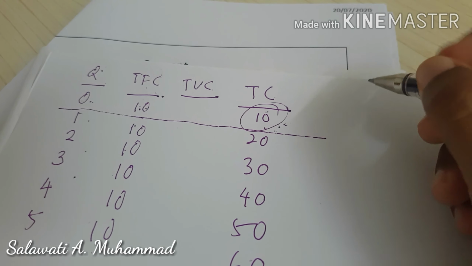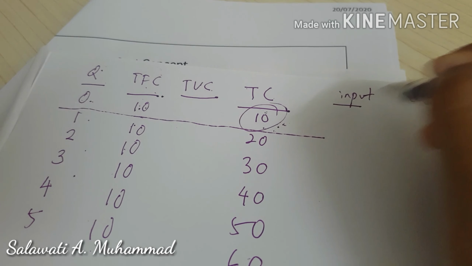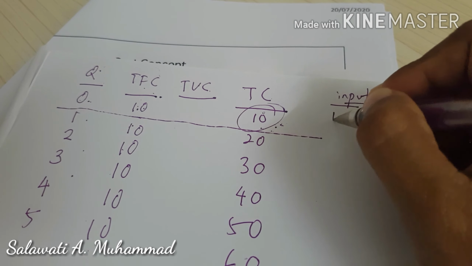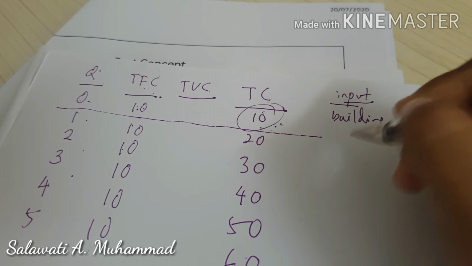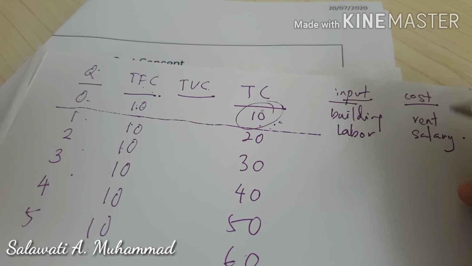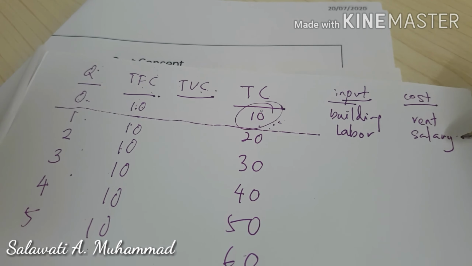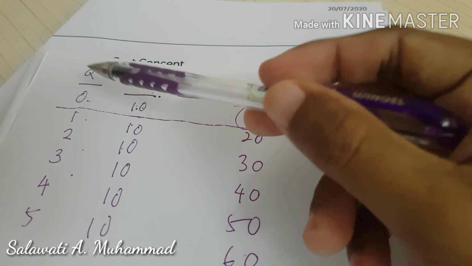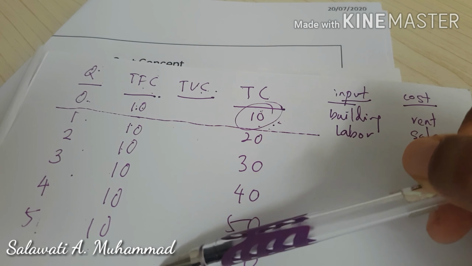So our input and also cost. If we have a building, our cost will be rent. If we have a labor, then our cost will be salary. Okay, so salary is our total variable cost. Why? Because it depends on the quantity output. When quantity output becomes bigger, then total variable cost also becomes bigger.